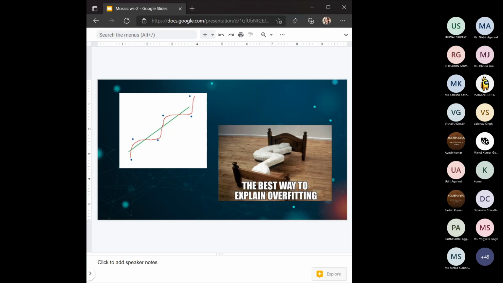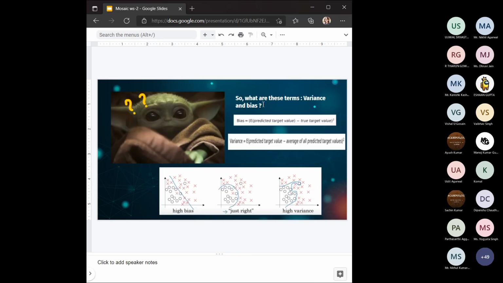To understand this to a better level, I will explain what these terms bias and variance are. So what is bias? Here you can see in the 2D plot, in the first image the curve does not look like a good fit to the data. Here it can be said that the model has a very high bias.